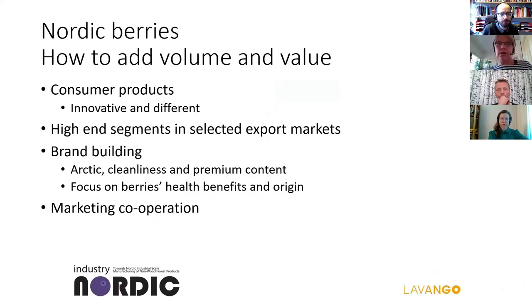And how to add volume and value in the case of Nordic berries. You should focus on consumer products, high-end segments in the selected export markets, and brand building like Arctic cleanliness and premium content. The focus should also be on berries' health benefits and origin. It's also recommended to cooperate in marketing.